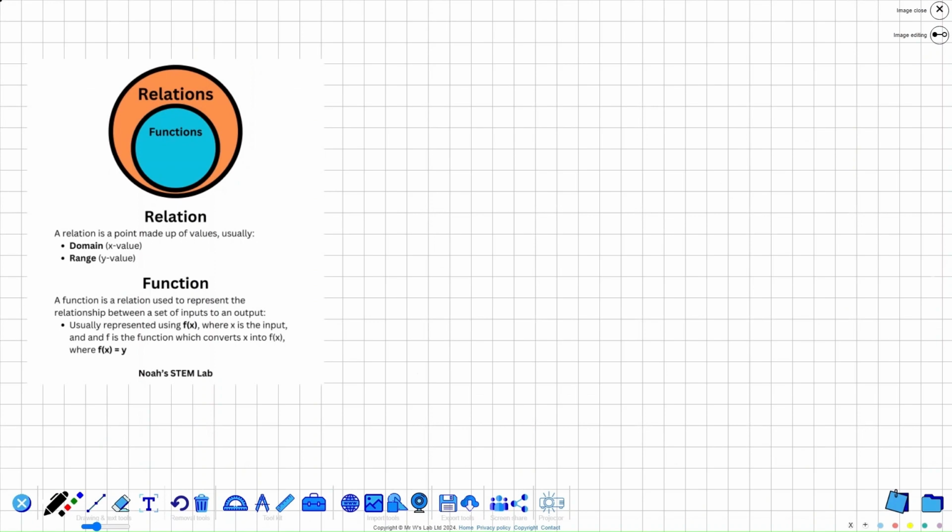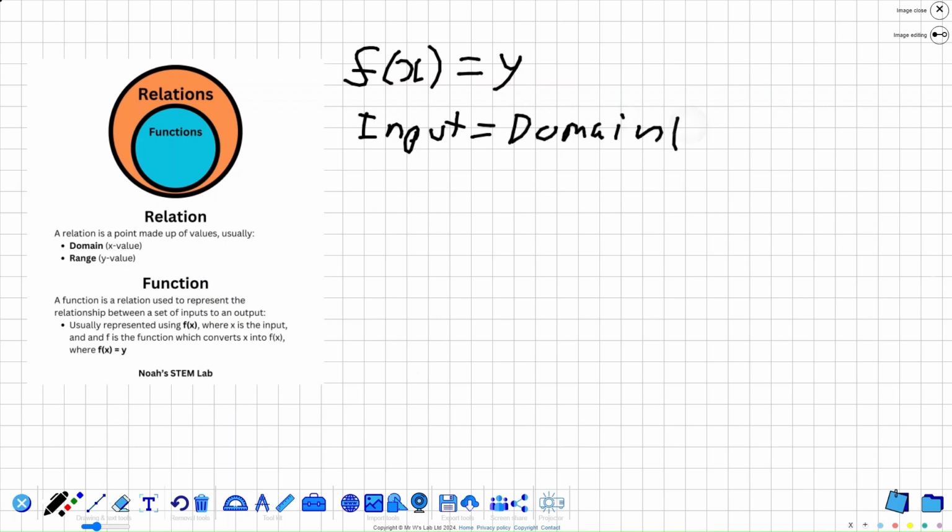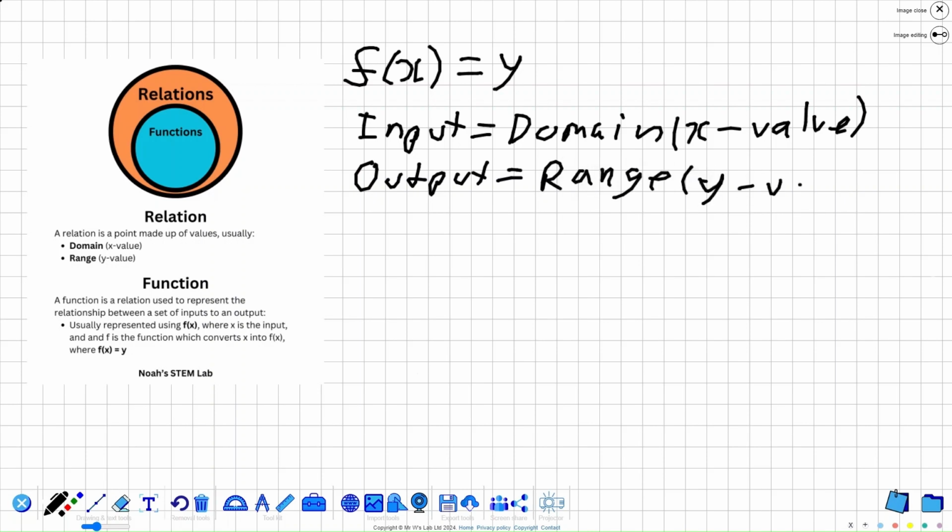Functions are usually represented using f of x, and as you can see in the graphic, f of x does equal y. Looking at it from a perspective of inputs and outputs, an input usually represents your domain, so you've got your x value, and an output usually represents the range, so your y value.